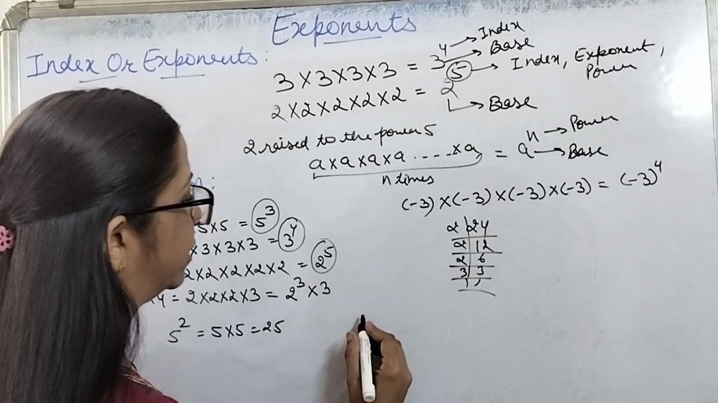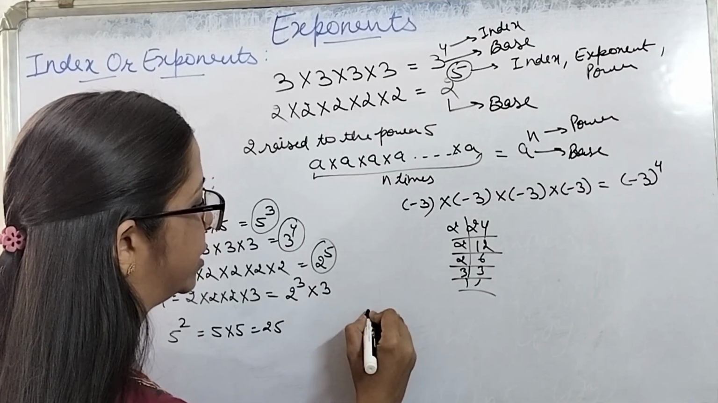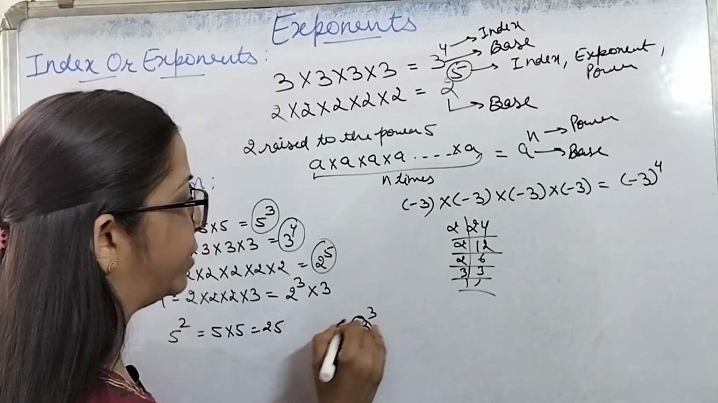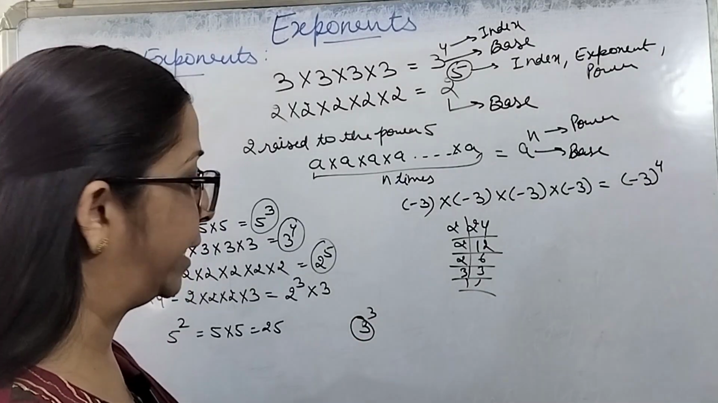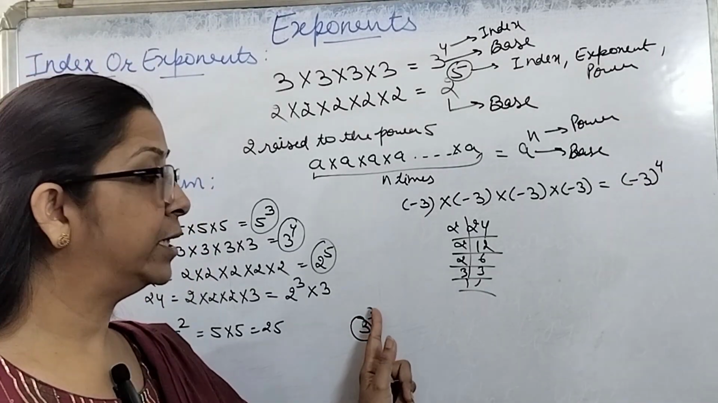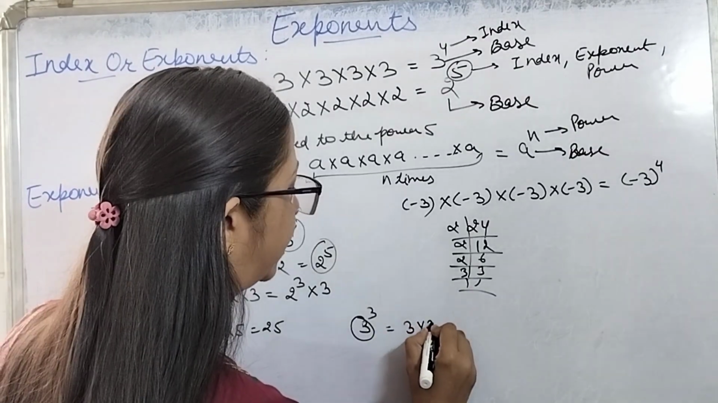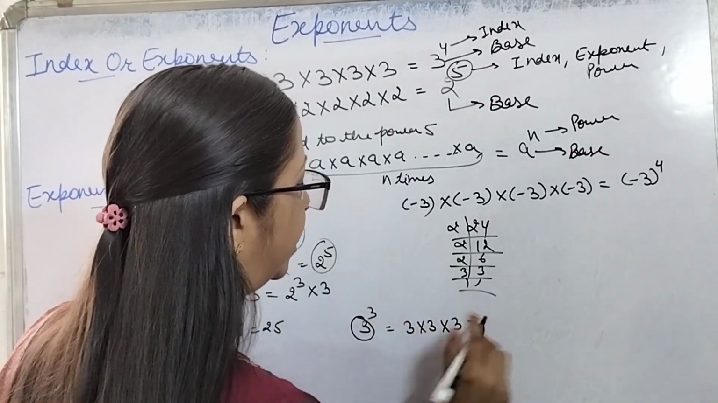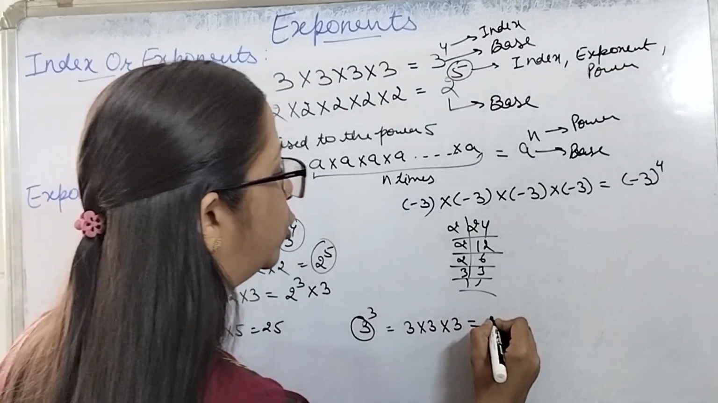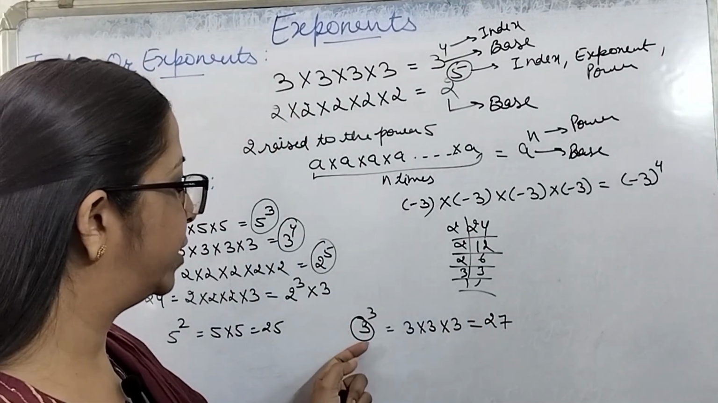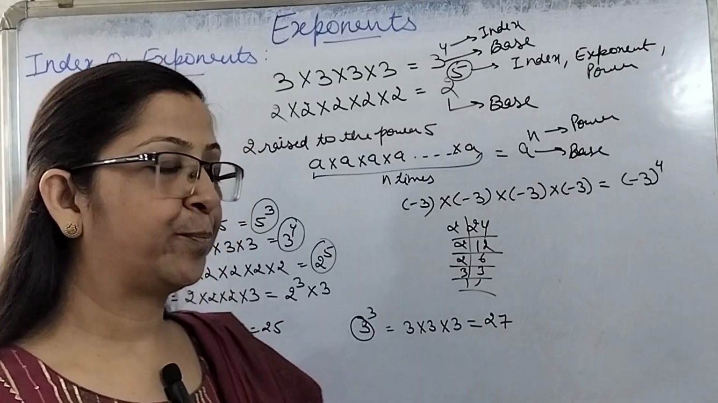Similarly, if you have to find the value of 3 raised to the power say 3. So 3 raised to the power 3 means 3 is the factor which is being multiplied again and again. And how many times will it be multiplied? 3 times. So it can be written as 3 multiplied by 3 multiplied by 3. 3 3s are 9 and 9 3s are 27. So the value of 3 raised to the power 3 will be your 27.